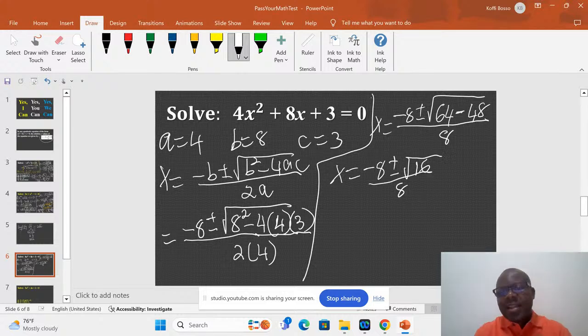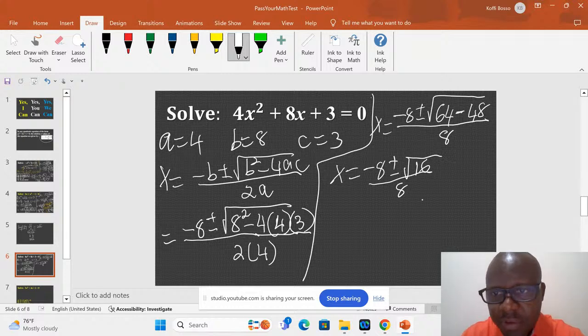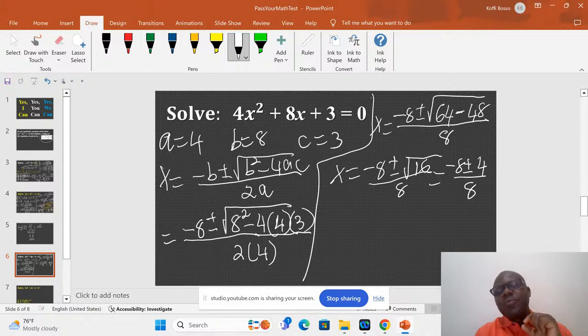Okay. Now, 16 is a perfect square, because there's a number multiplied by itself that gives you 16, and that number is 4. So I can simplify the square root of 16-- therefore, this is negative 8 plus minus 4, divided by 8. Again, when you find the square root of 16, which is 4, you don't need to use the square root again. It's just going to be regular 4. It's not going to be the square root of 4.